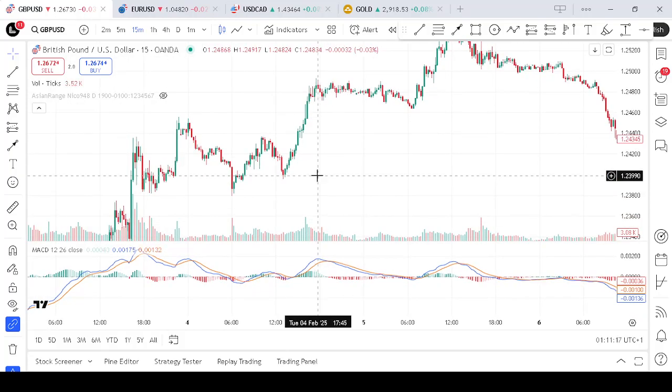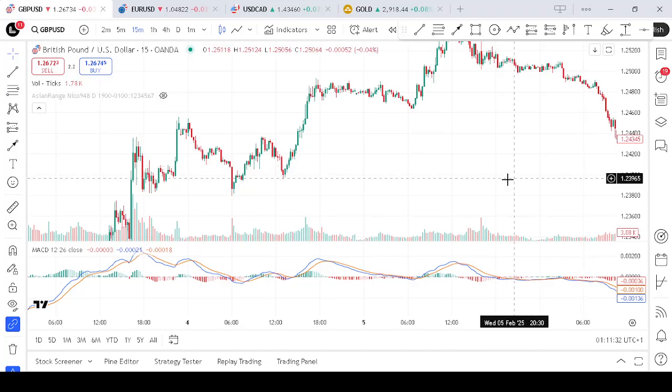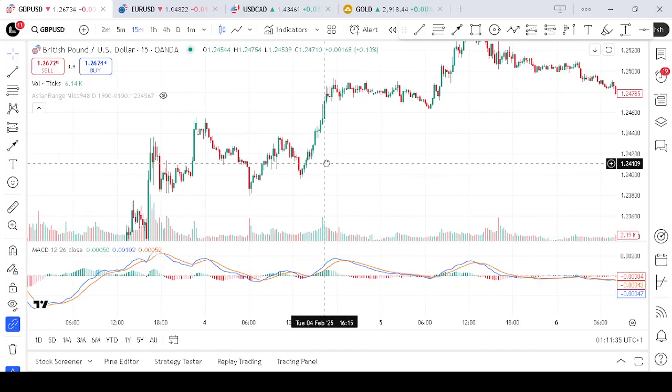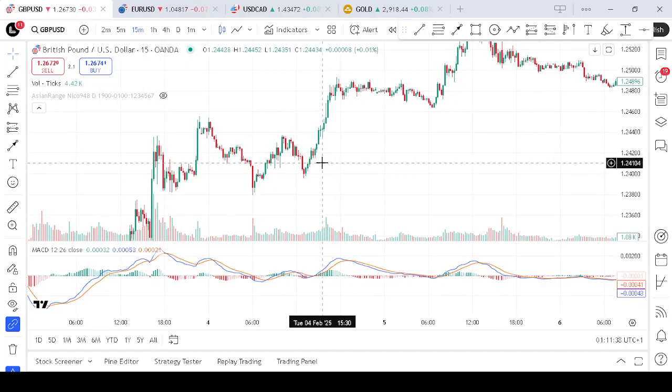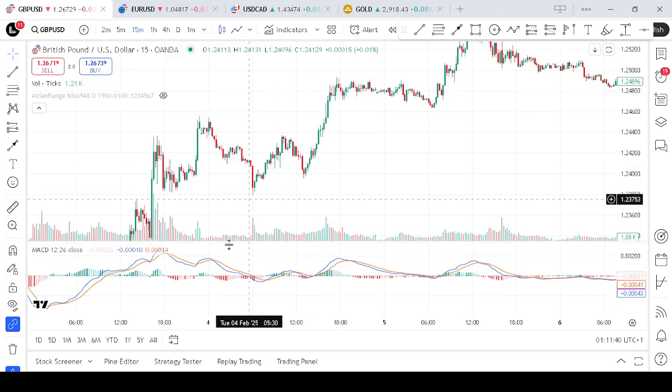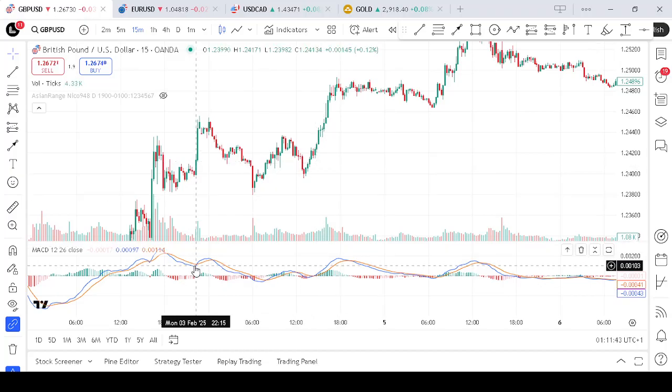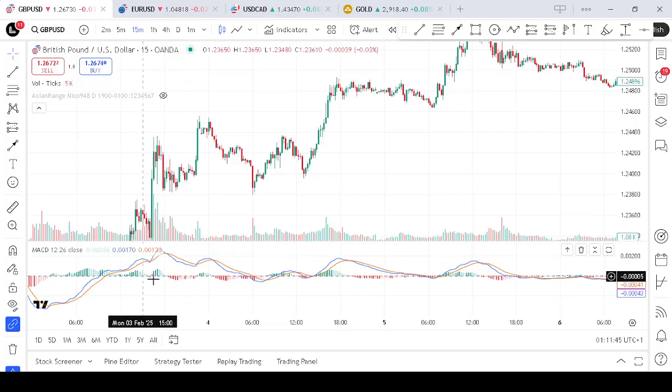Understanding the MACD reversal strategy. But first off, let's know what the MACD is all about. The MACD, or popularly known as the moving average convergence divergence, is a popular trading indicator that helps you identify potential trend reversals in the market. It consists of three main components, which are the MACD line, the signal line, and the histogram. Each of these components plays a crucial role in analyzing the market trends and momentum.